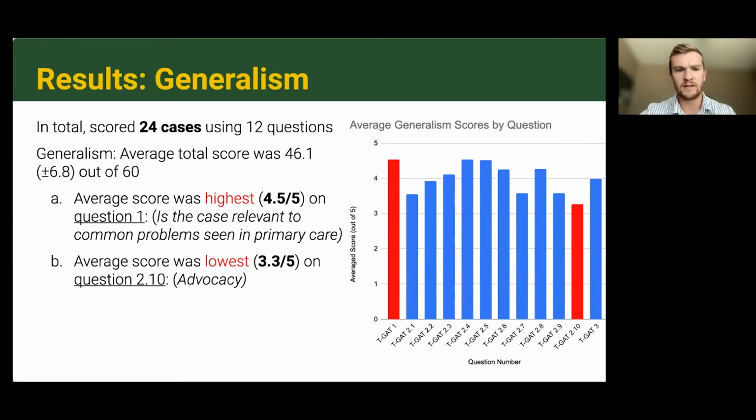so about 75%. On the chart on the right, I highlighted the highest and lowest average score, as well as which question that corresponds to. The highest score was for question 1, which was, is this case relevant to the common problems seen in primary care? So in general, it seems like the cases are relevant to primary care, and this is what we're looking for in terms of providing a generalist lens to the students. However, the lowest score was 3.3 out of 5, and this is for the question asking about advocacy. That's a clear area that we could improve going forward.